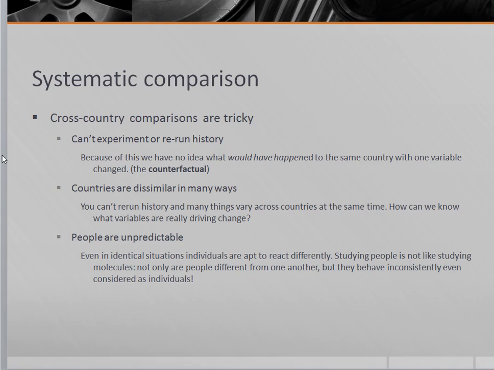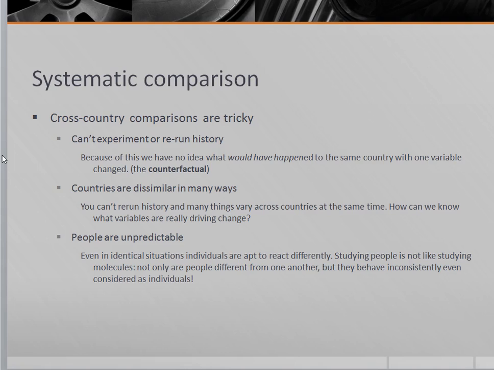Third, it's people we're dealing with. And this is something that's true across all social sciences, but particularly in comparative politics. People are difficult to predict. Even in identical situations, different individuals are apt to react differently. In fact, different individuals within the same culture and with similar psychologies can react differently. And until we can get inside people's brains, it'll be very, very difficult to predict what they're going to do. And even if we do get inside their brains, we might have a hard time.